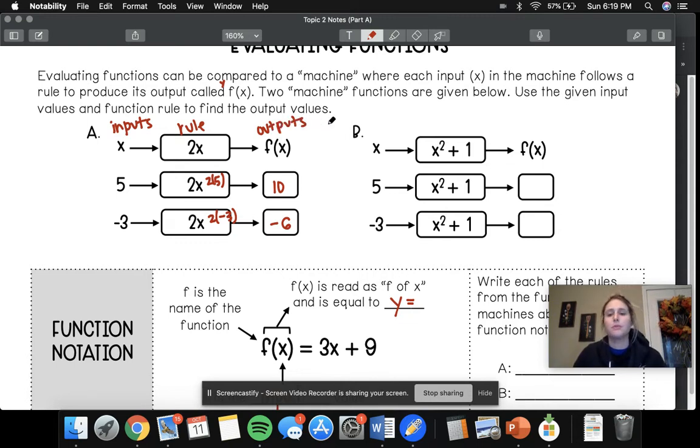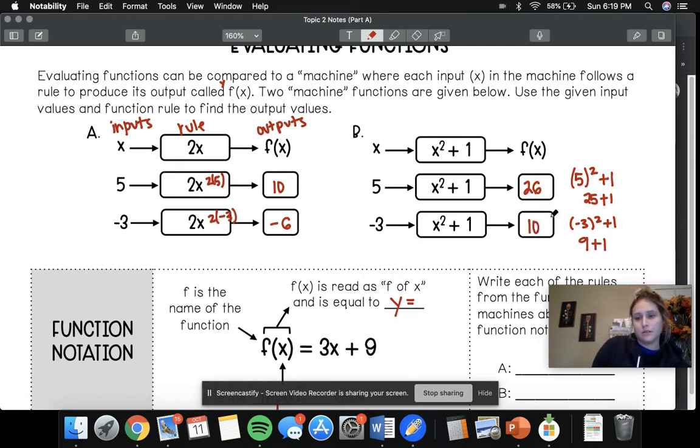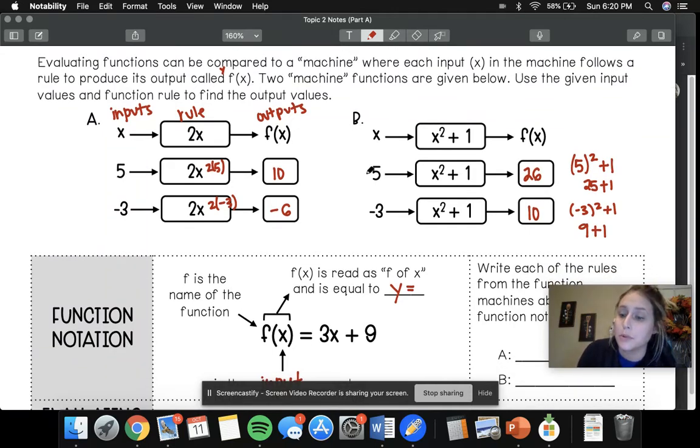This one we have a different function. We have our input, a different rule, and whatever we get out is our output. This rule says to square the number and then add 1 to it. First we're going to put in 5, just like we did in the last one. So I'm going to do 5 squared plus 1. 5 squared is 5 times 5, which is 25, plus 1, which is 26. This next one wants us to put in negative 3, the same input, and see what we get out. I'm going to square it. Negative 3 times negative 3 is positive 9, and 9 plus 1 is 10.